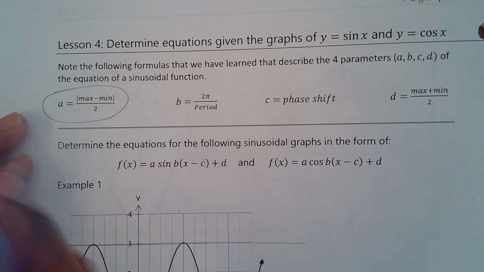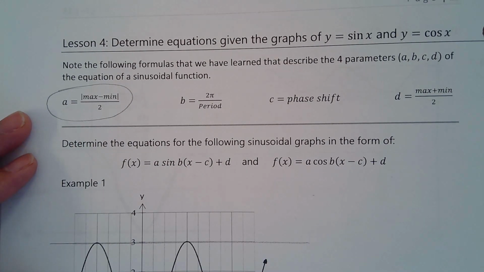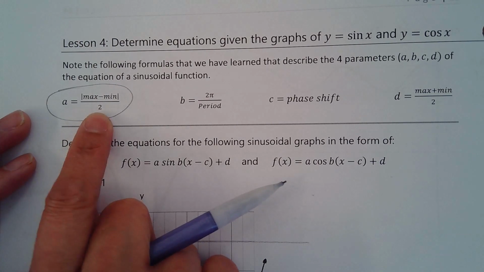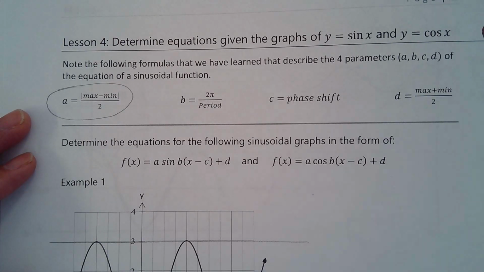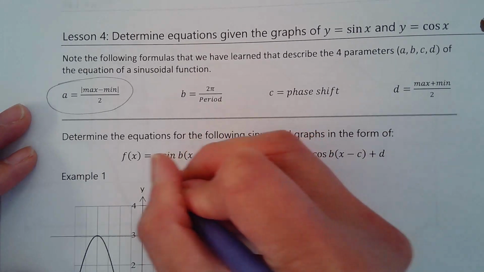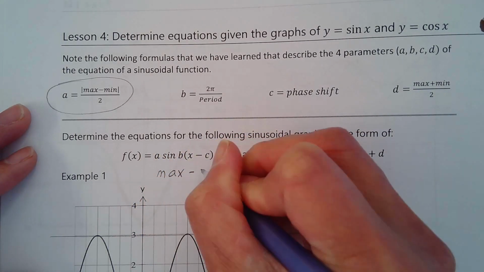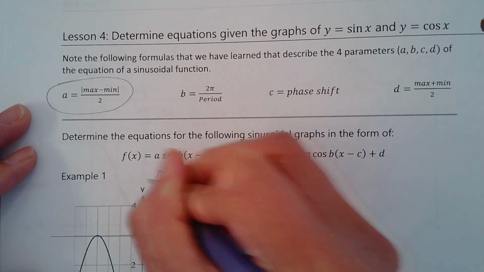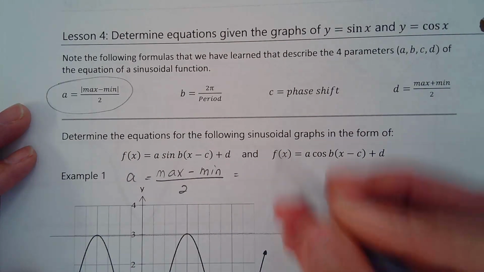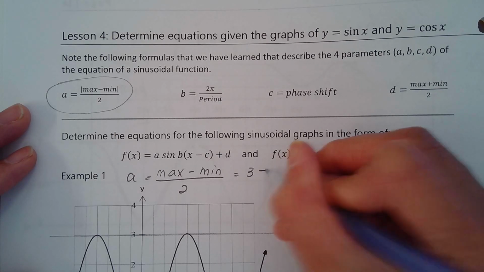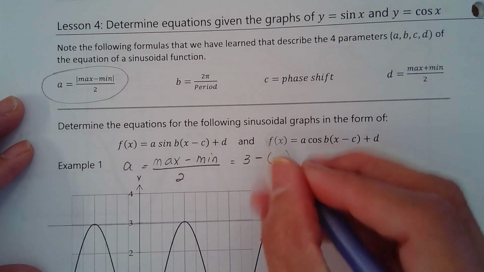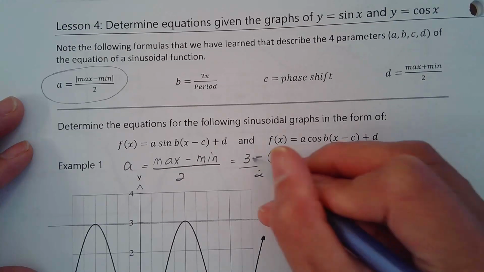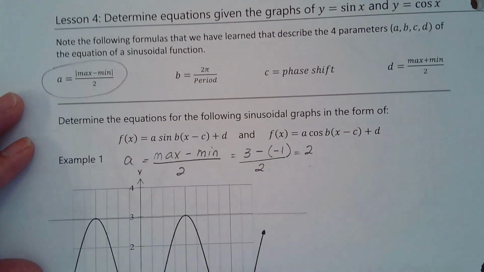Amplitude, this one you have to know or memorize because it's not going to be given to you. It's maximum minus minimum divided by 2. So if we apply that here, max minus min divided by 2 is our amplitude. Maximum is 3, minus minimum, I have to be careful here, minus -1, divided by 2. That gives us 4 divided by 2, which is 2. Amplitude is 2.